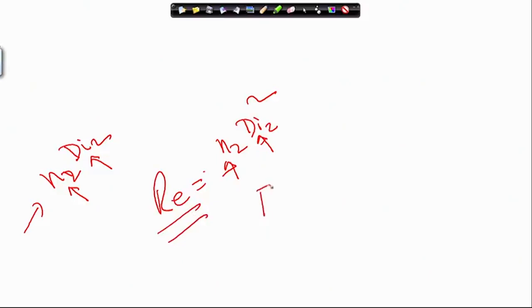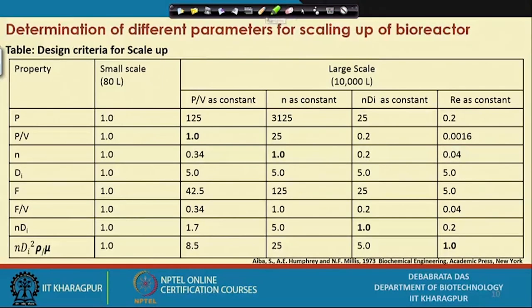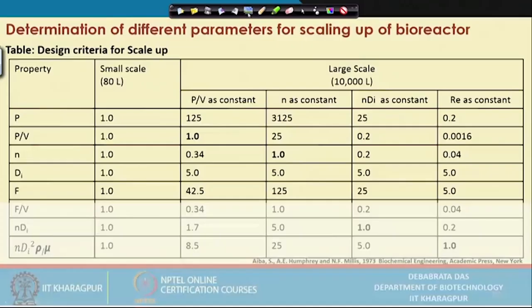Now, the F by V ratio is equal to N. The N value we already calculated, so we can already report it. Now, F equal to what? N into V. We know the volume of the reactor and the N value, so we can easily find out the F value. Like this, we can calculate all the values during the scaling up of the process.